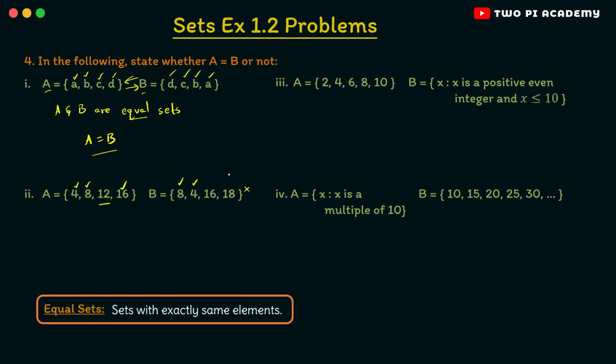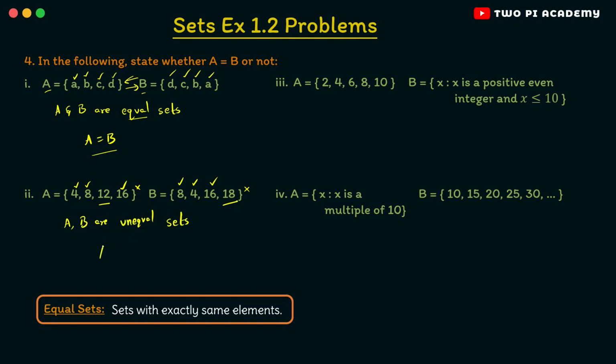Here we have the element 16 and the second set also has 16, and the second set has 18 which is not in the first set. So one element in the first set is not in the second set and one element in the second set is not in the first set. So you can say A, B are unequal sets.